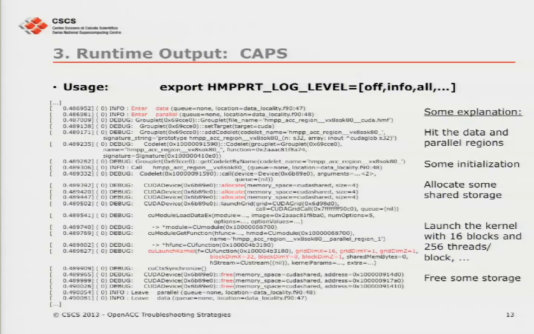Moving on to CAPS. So here's the environment variable for CAPS. It's telling you that you're entering data regions, entering parallel regions, allocating data on the device. It's telling you about the shared memory. It's talking about launching kernels on the device and giving the various kernel configuration information, freeing storage. So there's a lot of information you can get.